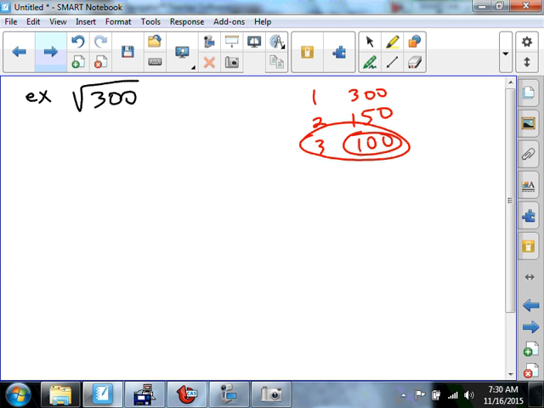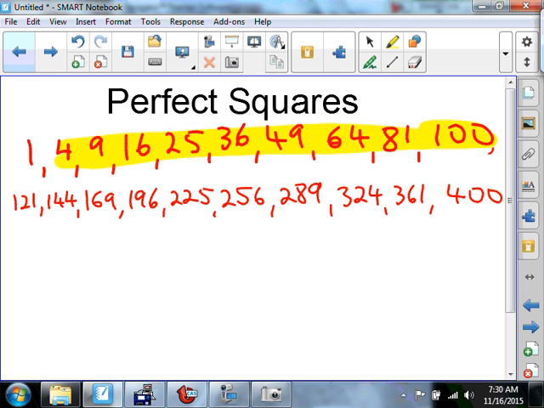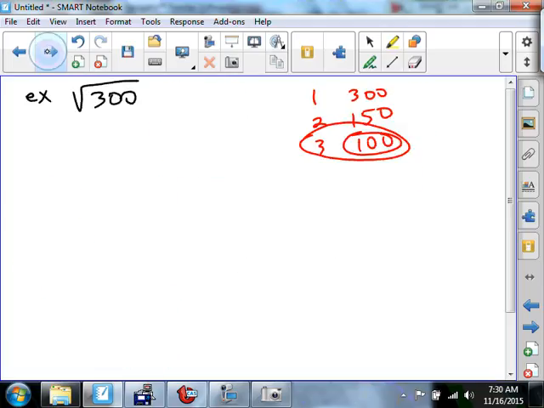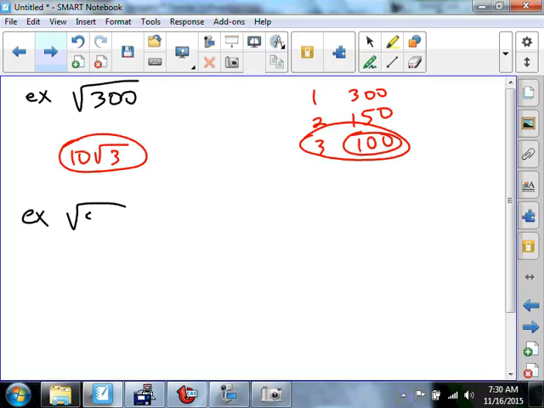So remember, a title that would have been good is factor out the square root of the largest perfect square factor. So the largest perfect square factor is 100. Factor out 100's square root, which is 10. And then what's left? Well, you still have a radical, and what's left under there is that other factor. And that's it. We get 10 radical 3. Well, that's easy.